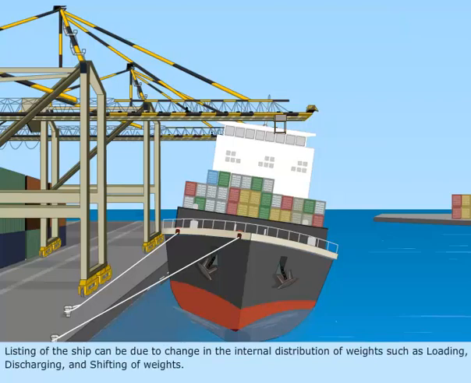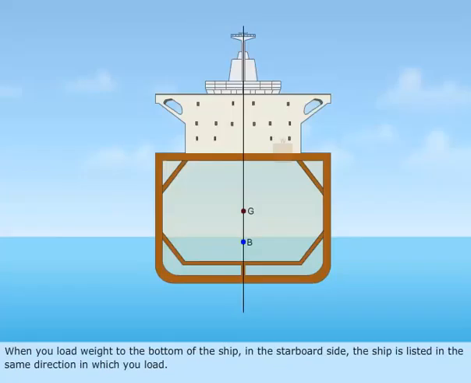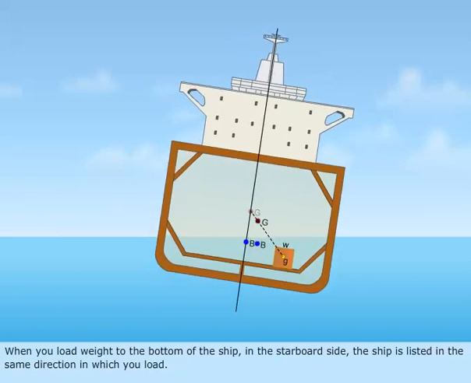Listing of the ship can be due to change in the internal distribution of weights, such as loading, discharging, and shifting of weights. When you load weight to the bottom of the ship, in the starboard side, the ship is listed in the same direction in which you load.